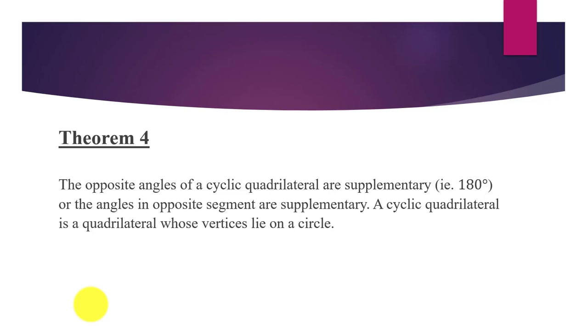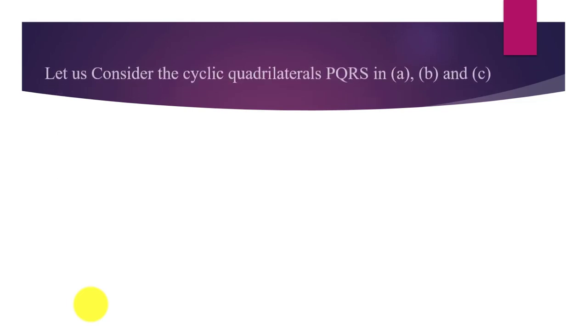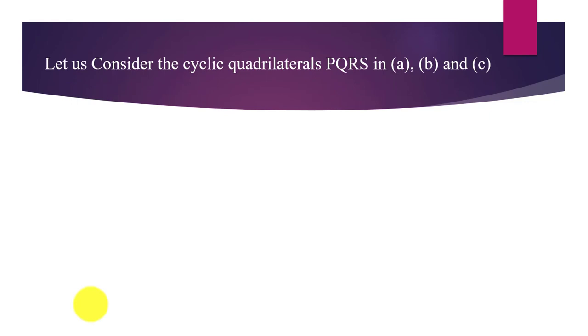Now, what is a cyclic quadrilateral? A cyclic quadrilateral is a quadrilateral whose vertices lie on a circle. Okay. Now let's consider the cyclic quadrilateral PQRS in figure A, figure B, and figure C.